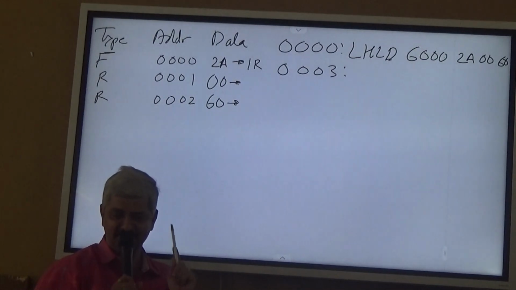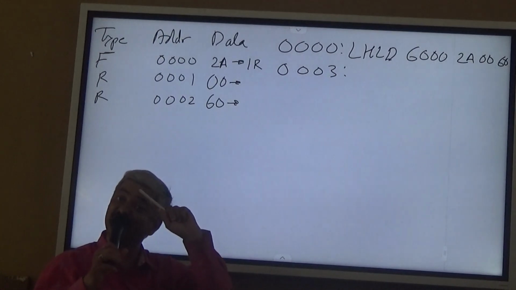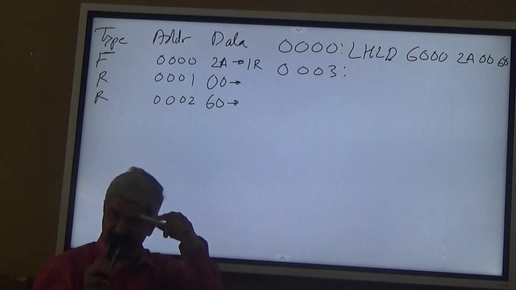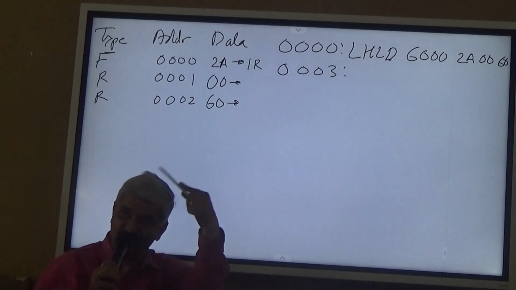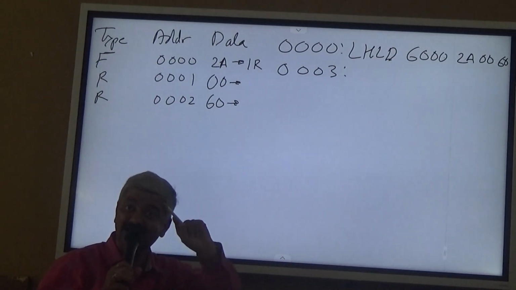Again I repeat, somehow everybody must get the answer. Load H and L pair directly from is a 3-byte instruction where destination is HL pair and source is 2 consecutive memory locations whose address is given in the second and third byte of the instruction. लक्षात रखा. LXI H ती काय होती? Load HL pair immediately with. म्हणजे मी जे म्हणतोय, load HL pair immediately with म्हणतो तिथं. And now what I am saying, load H and L pair directly from.